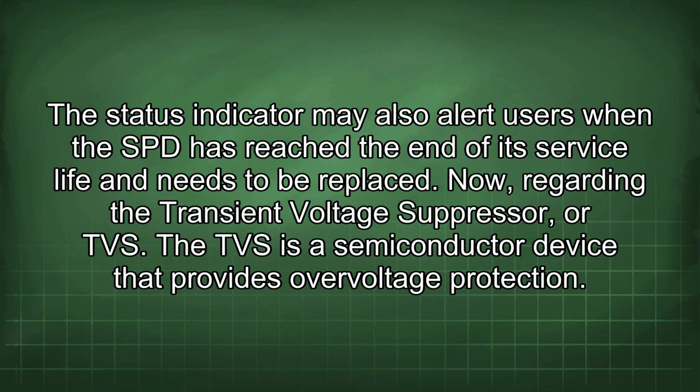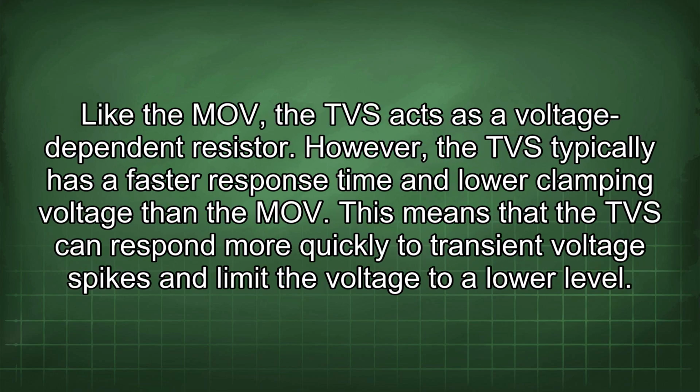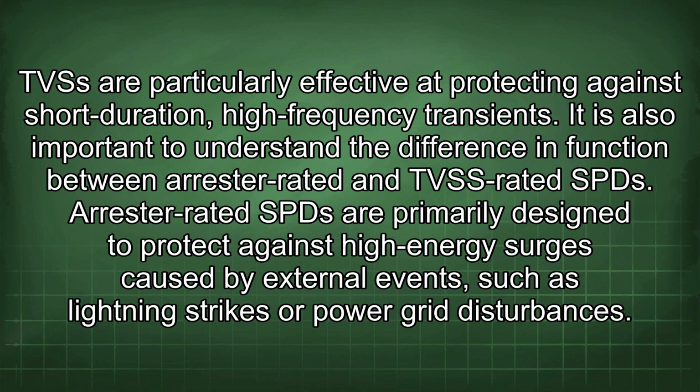Now, regarding the transient voltage suppressor, or TVS. The TVS is a semiconductor device that provides overvoltage protection. Like the MOV, the TVS acts as a voltage-dependent resistor. However, the TVS typically has a faster response time and lower clamping voltage than the MOV. This means that the TVS can respond more quickly to transient voltage spikes and limit the voltage to a lower level. TVS are particularly effective at protecting against short-duration, high-frequency transients.